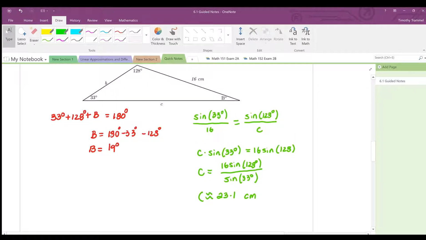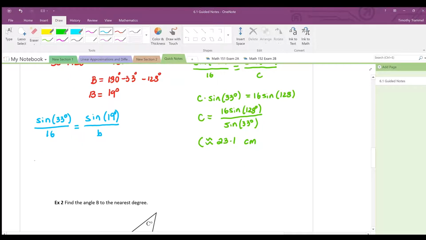And so the only other thing we're missing is side B. And we can find it in a pretty similar fashion. We can start off by writing the same thing, sine of 33 over 16. So all I'm really doing is using a corresponding angle inside, is equal to, and this time, instead of thinking about C, we're going to be thinking about B. So we'll have sine of big B, which is 19 degrees, all over, and the side opposite of B is little b.